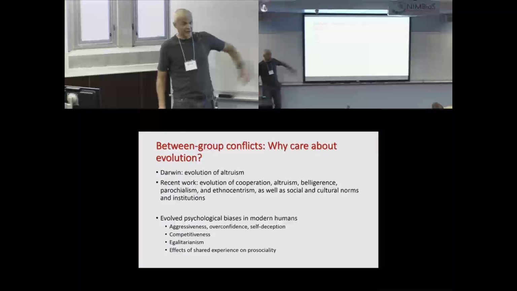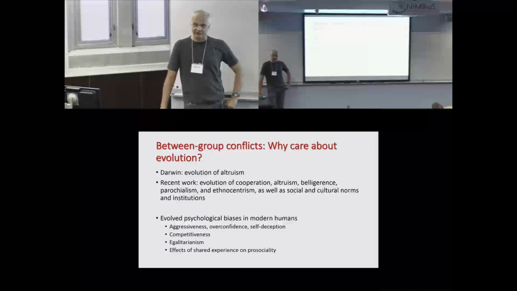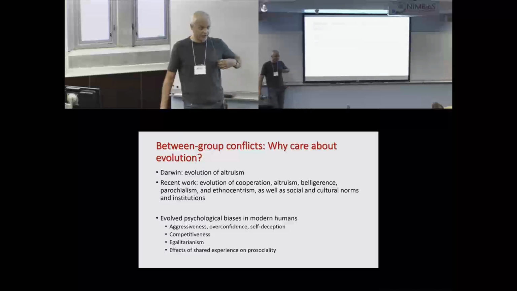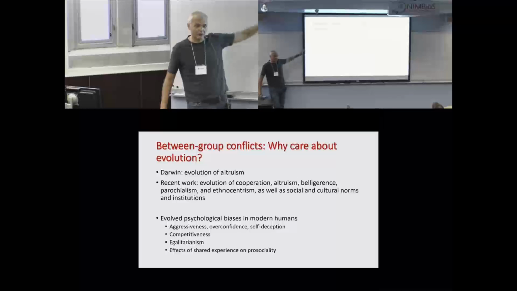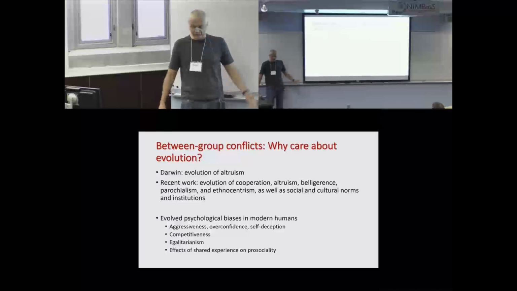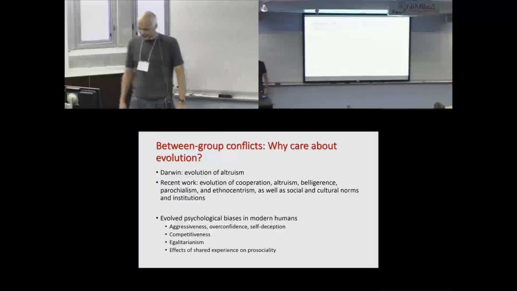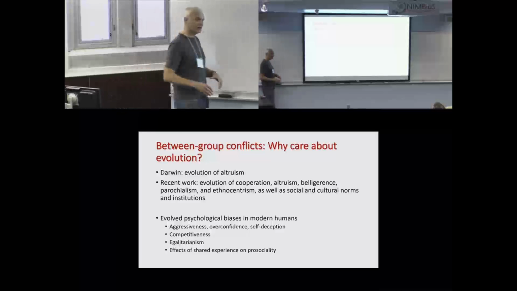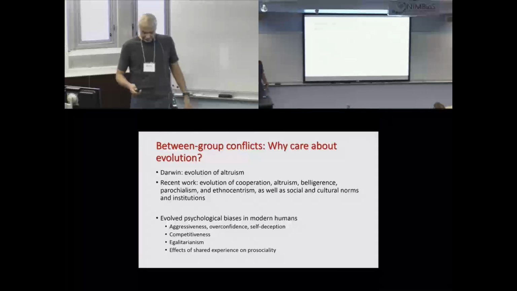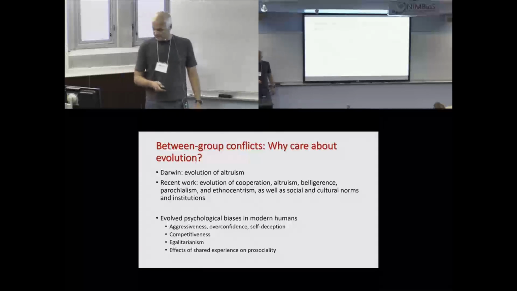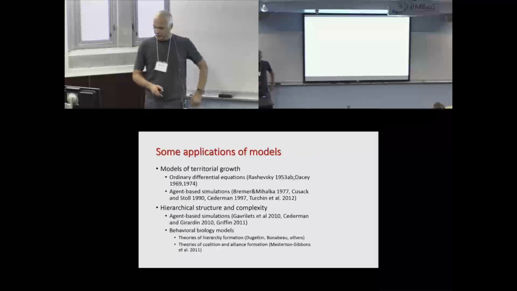Moreover, there are a number of psychological biases that modern humans have that are not necessarily related directly to ancestral warfare, but these biases are basically controlling our behavior: aggressiveness, overconfidence, competitiveness, our drive for egalitarianism, effects of experience on our behavior, things like that. So bringing an evolutionary angle can be very useful and potentially important.